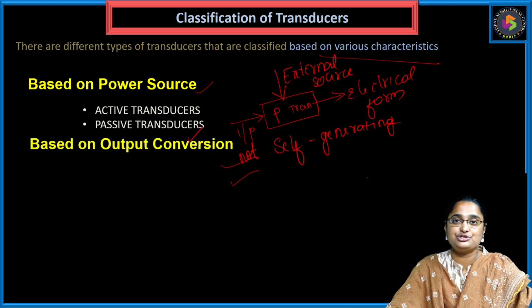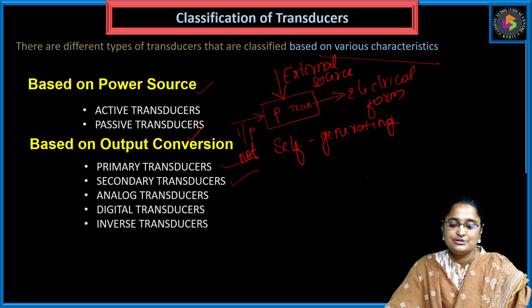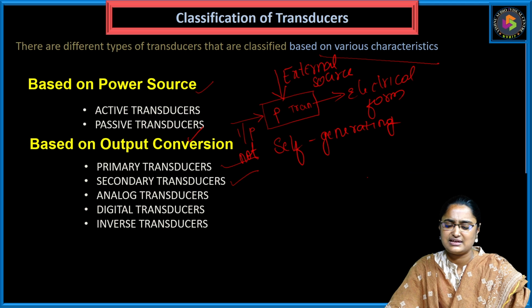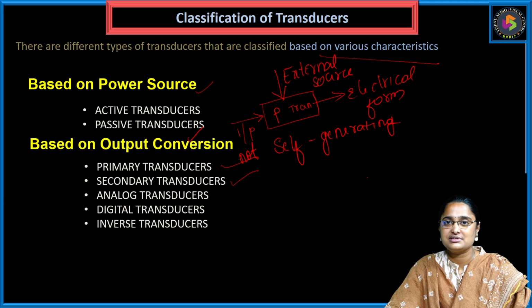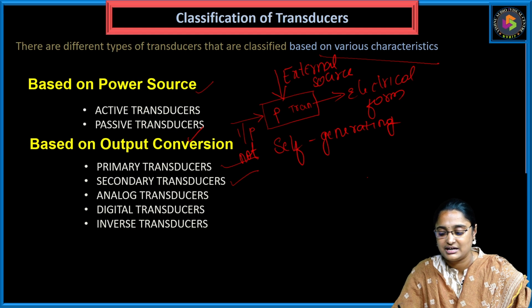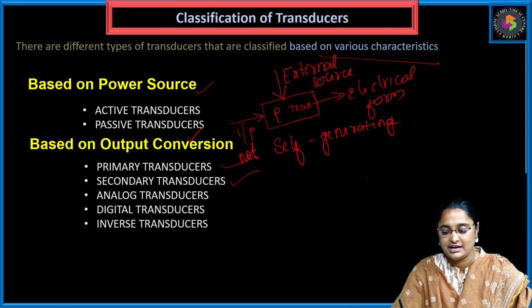Next is the classification based upon the output conversion. We have different types: primary transducers, secondary transducers, analog transducers, digital transducers, and inverse transducers. Now we'll see what a primary transducer is. I hope everyone might know the Bourdon tube, right? The Bourdon tube can be used for pressure measurement.